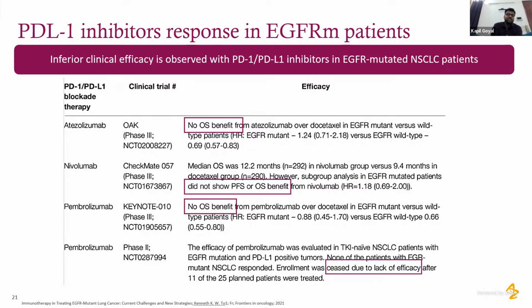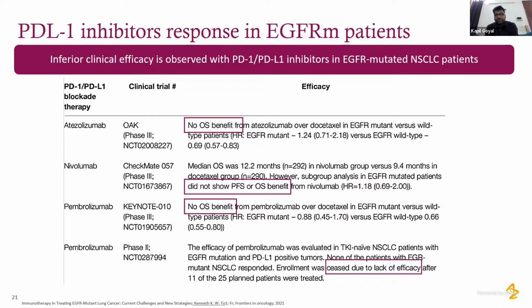For nivolumab, we had the Checkmate 057 trial, comparing median OS in the nivolumab group versus the docetaxel group. EGFR mutated patients did not have any PFS or OS benefit. In pembrolizumab, Keynote 010, there was no OS benefit from pembrolizumab over docetaxel in EGFR mutant variants. Also, in a pembrolizumab phase 2 trial, the efficacy of pembrolizumab was evaluated. None of the patients with EGFR mutant NSCLC responded to pembrolizumab. Enrollment was ceased due to lack of efficacy.